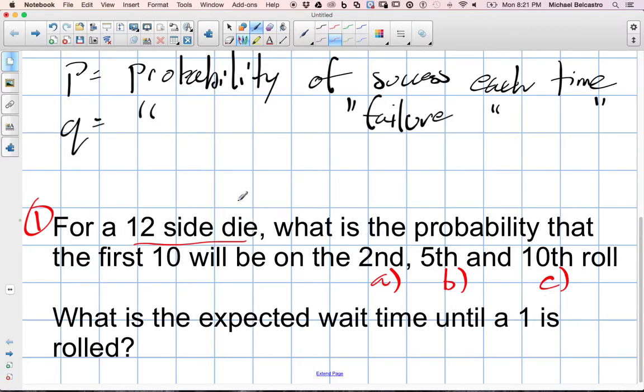For a 12-sided die, what that means is there's 12 options. Okay, what's the probability that a 10 will be on the 2nd roll? It doesn't matter what number they've given us; this is kind of irrelevant information. It's that it lands on one specific side. What's the probability to be on the 5th roll? What's the probability on the 10th roll?